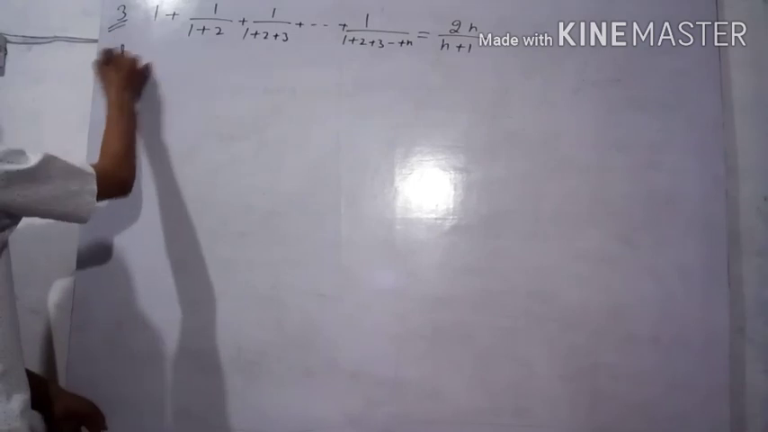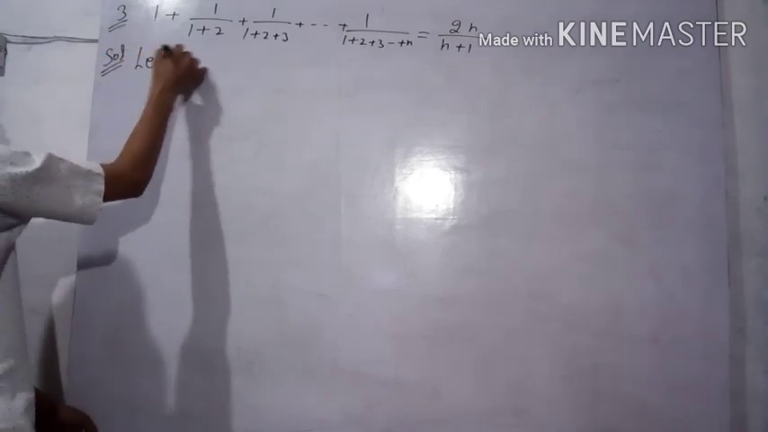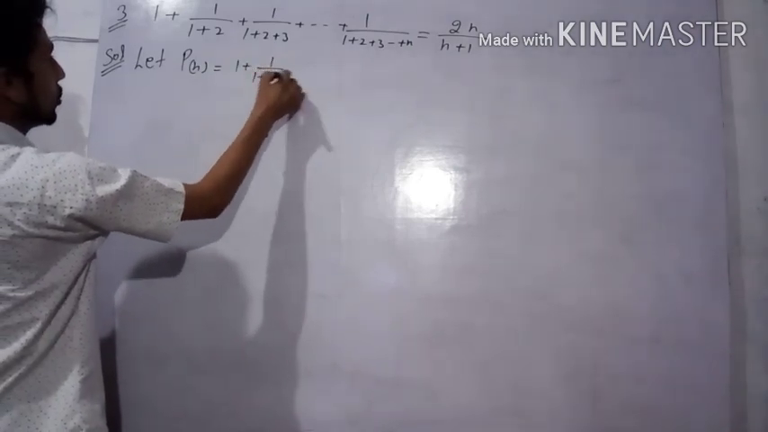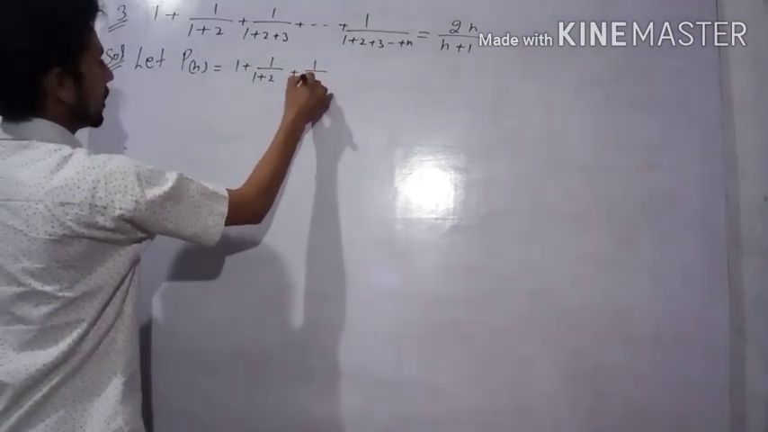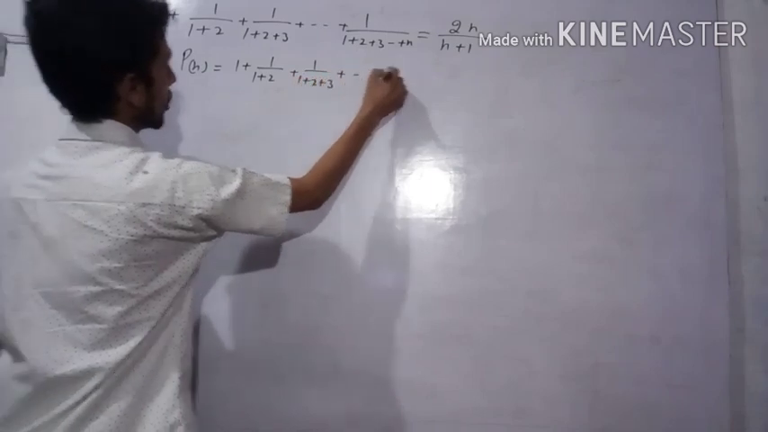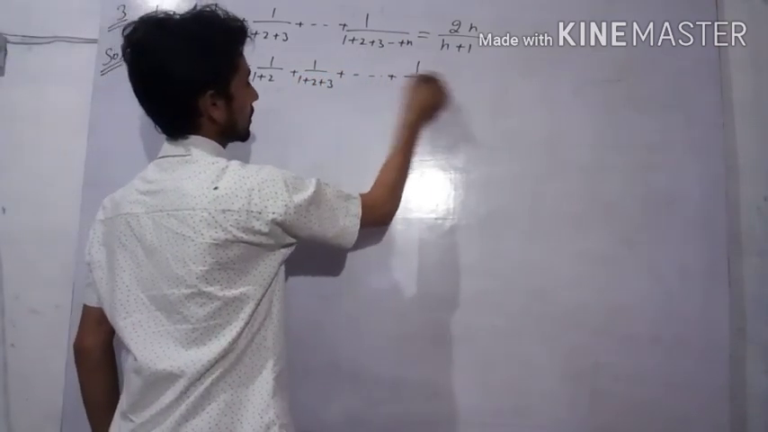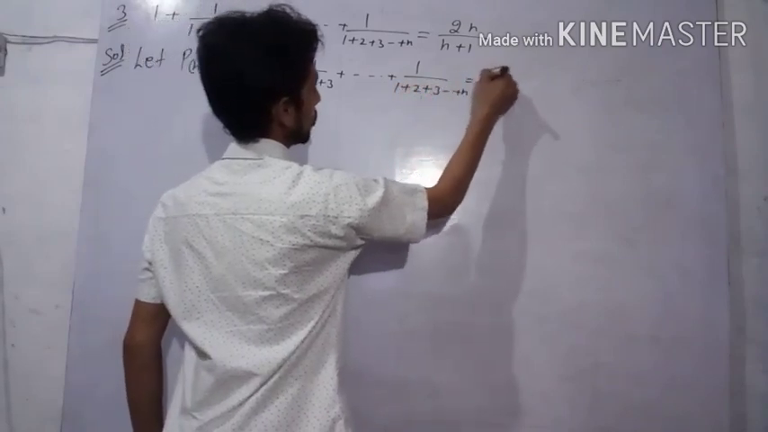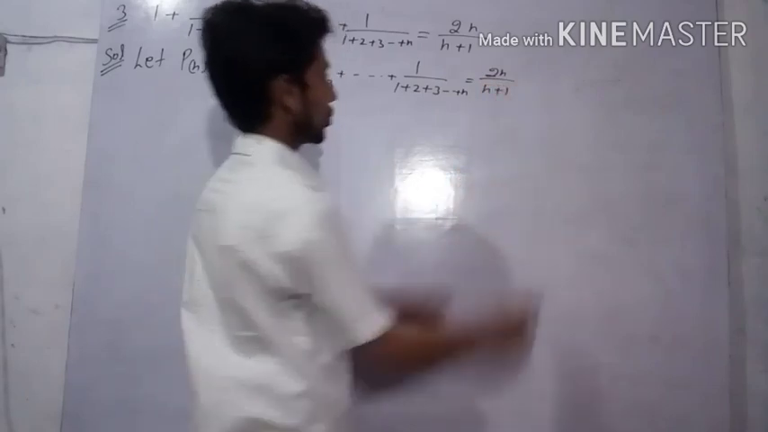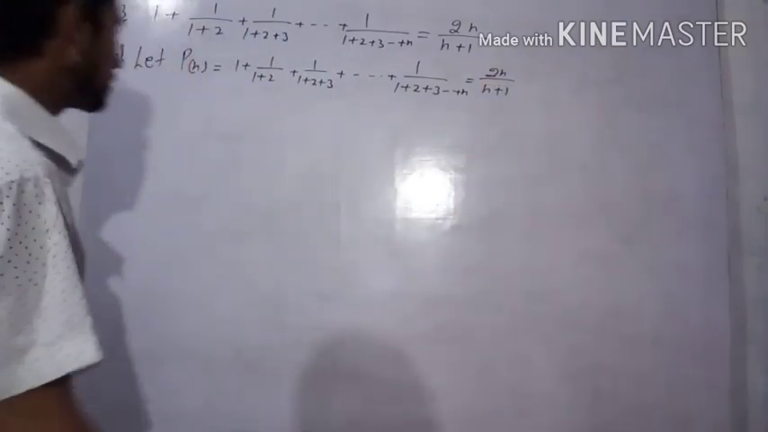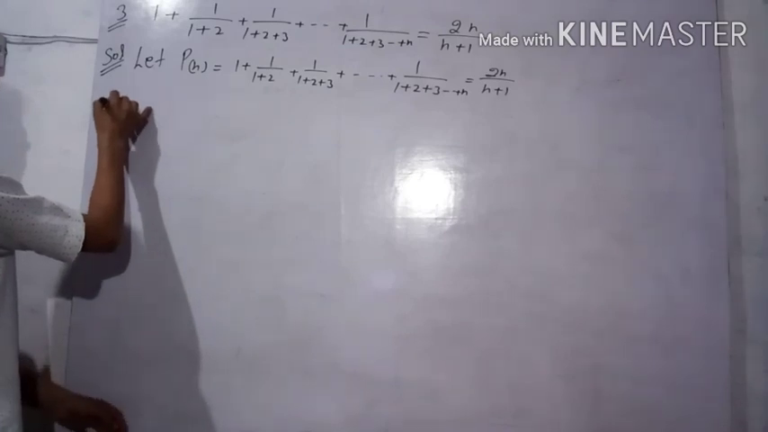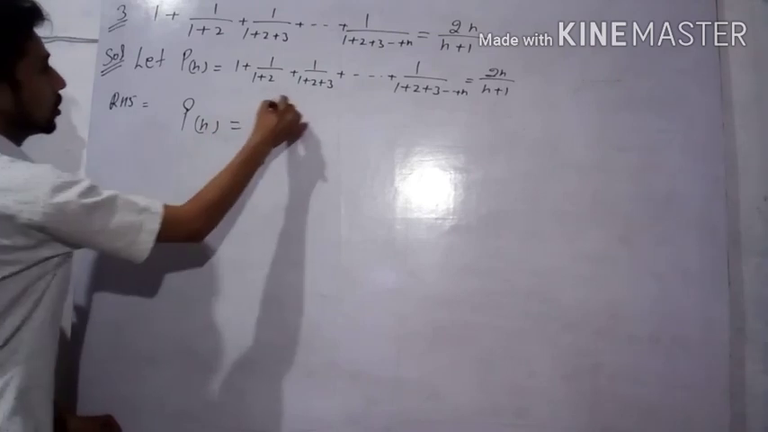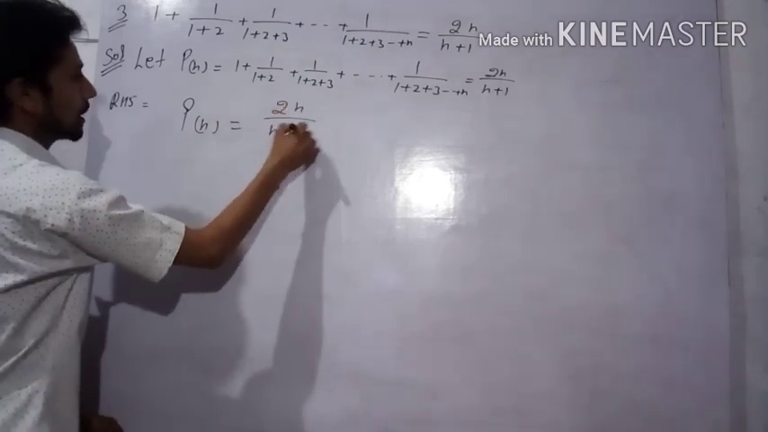So the solution is this: let Pn be 1 + 1/(1+2) + 1/(1+2+3) + ... + 1/(1+2+...+n), which is equal to 2n/(n+1). So take the RHS side: Pn is equal to 2n/(n+1).